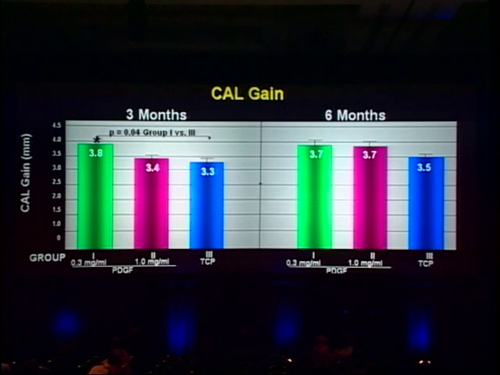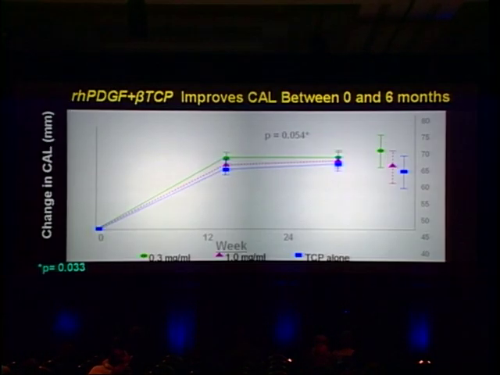Basically what we found was that at 3 months, the 0.3 milligram group was statistically significant over the TCP, and that gain was maintained over the 6-month period. A more interesting way to look at it is looking at CAL gain, which is called CAL under the curve, which is a common way to look at wound healing studies. It allows us to compare different groups over time. And I think the take-home message here is that the PDGF appears to cause more rapid CAL gain, and then that CAL gain is maintained over time.